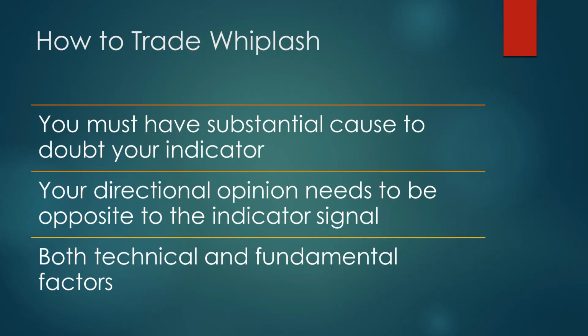So now that you have a better idea of what I mean by whiplash, how can we trade whiplash? Well, first of all, you need to have substantial cause to doubt your indicator's signal, and we'll talk about that. So your directional opinion needs to be essentially opposite to what the indicator is indicating. Now, this is going to involve both technical and fundamental. So we can start out with looking at fundamental directionality.